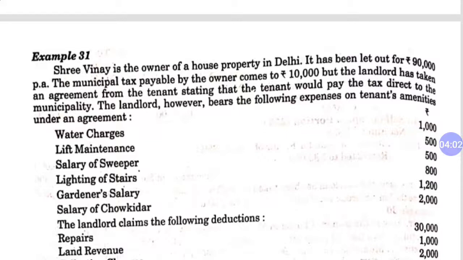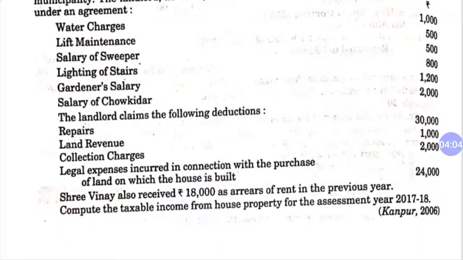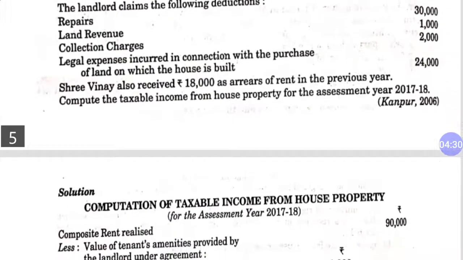Now let's solve this question. In this question the landlord claims the following deduction. No deduction is allowed in terms of income from house property other than interest on loan which is used for renovation or construction of the property. But in this question one more thing is given at the last point: Shri Vinay also received rupees 18,000 as arrear. This is arrear of rent, so we will calculate it at last. Now let's check the answer.